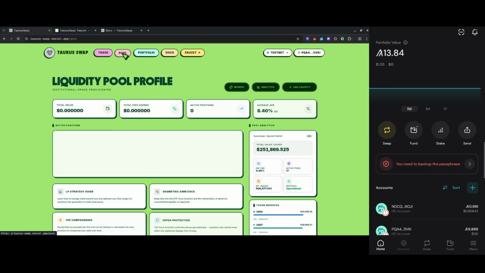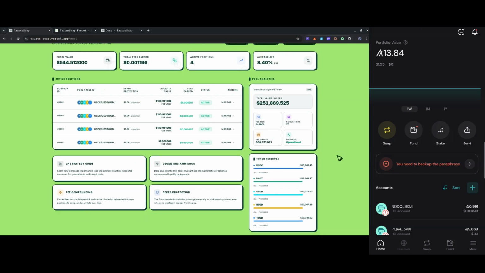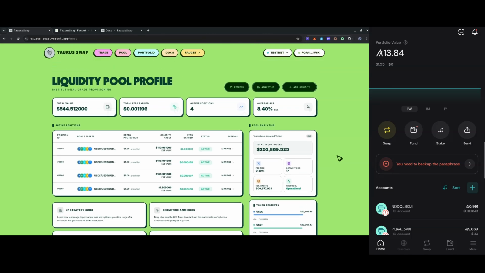So let's talk about the pool. We have already deployed a pool with 5 tokens in it. We have done that because we had to optimize the math for the hackathon purpose, but theoretically it can scale up to 10,000 stablecoins in a single pool. But for now we have deployed 5 tokens for demo purposes, and as you can see, we already have some active positions in the pool.